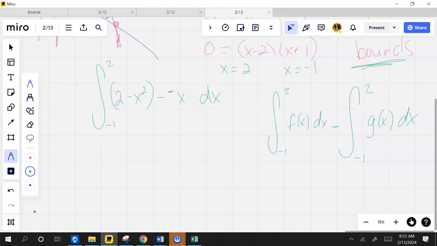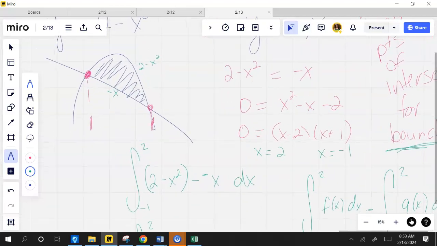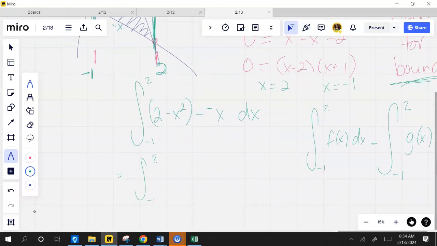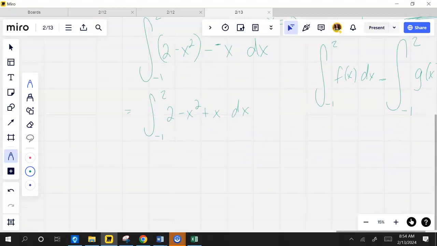So what was the point of you going through, find the bound? Yes. I need to know what to go from. So at this point, I don't know what the y is, but the x is -1. Here, I don't know what the y is, but the x is 2. So I'm going from -1 to 2. And now I can just clean this up a little bit and say plus x dx. And now antiderivative. So 2x minus 1/3 x cubed plus 1/2 x squared. And all of this I'm evaluating from -1.